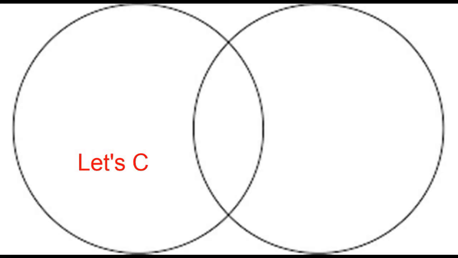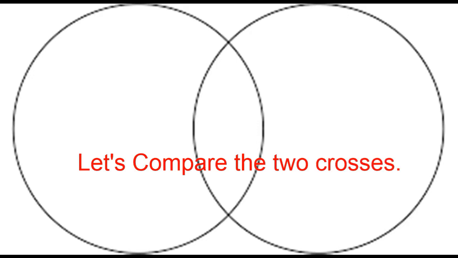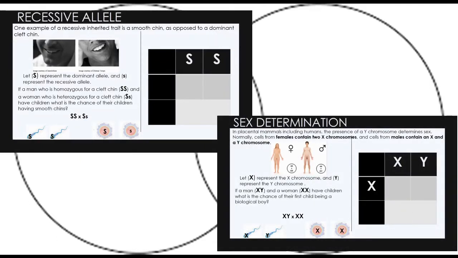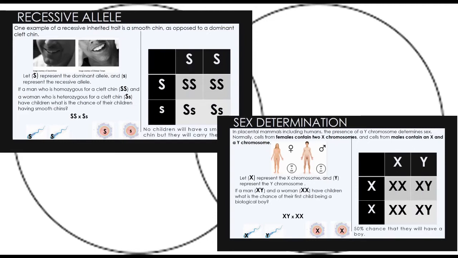So let's look at that again. This time I'm going to put the two crosses together so that we can compare them. Let's look at the recessive gene. There's one of the recessive alleles. So 50% of the offspring will be carriers for that. None of them will have smooth chins. In terms of sex determination, we saw that there is a 50% chance of them being boys, 50% chance of being girls.